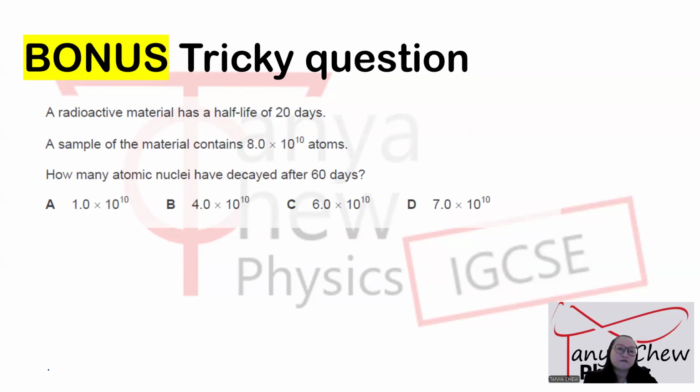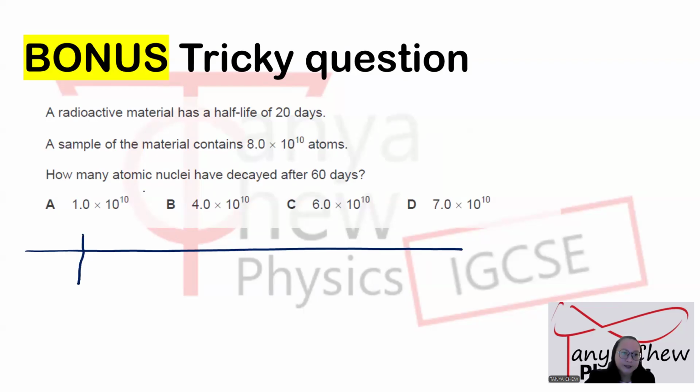A radioactive material has a half-life of 20 days. A sample of material contains 8 times 10 to the power of 10 atoms. How many atomic nuclei have decayed after 60 days? Now, again, I have to do my table. The initial number is 8 times 10 to the power 10 atoms that occur at time equal to 0.